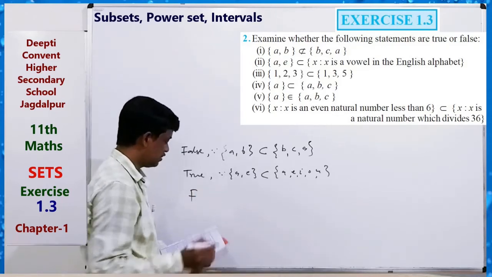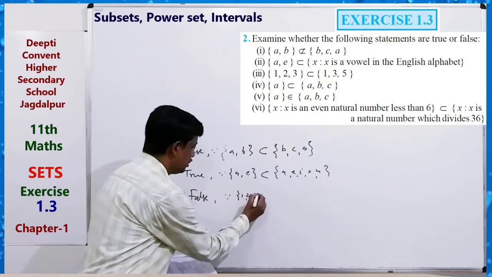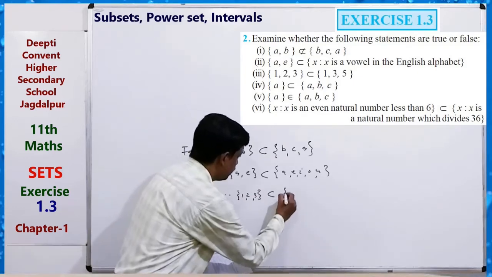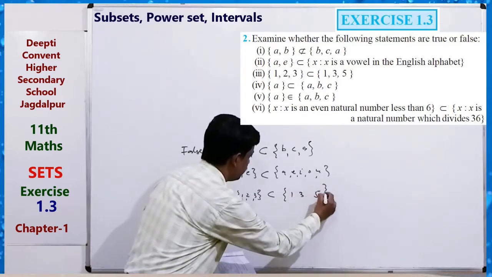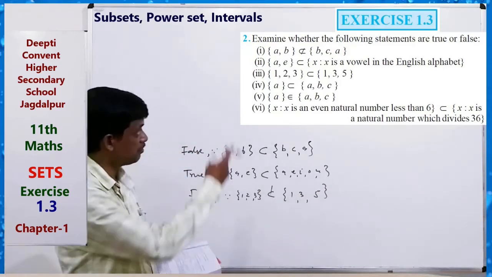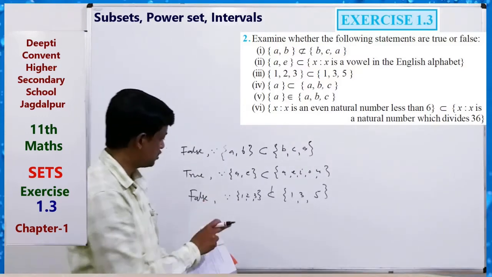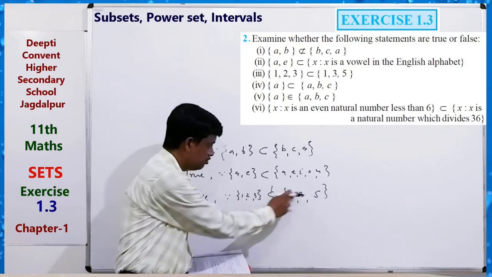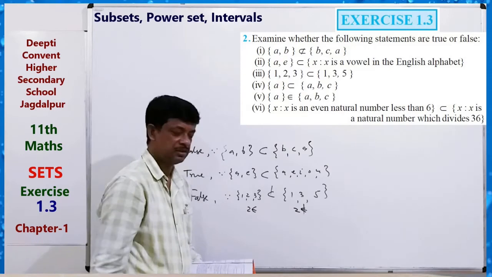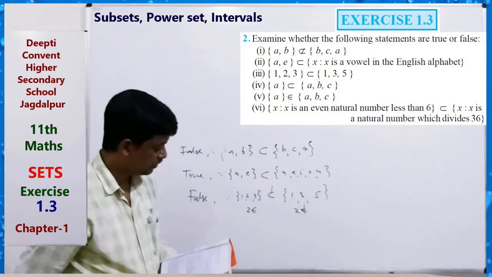Now, third: 1, 2, 3 and 1, 3, 5. Here it is given as subset, so false. Since 1, 2, 3 is not a subset of 1, 3, 5, because 2 belongs to the first set and 2 does not belong to the second. So not subset. Here it is given as subset, so false.